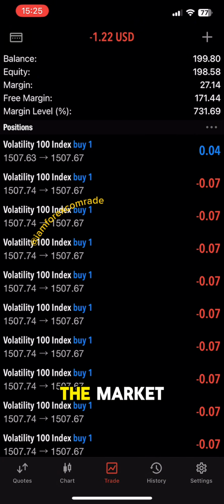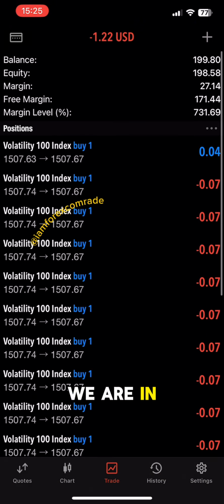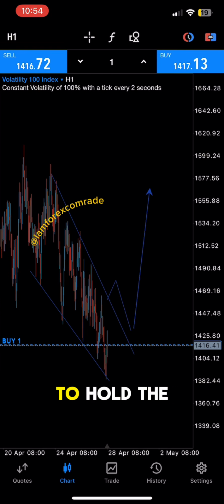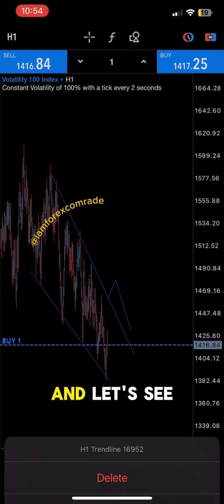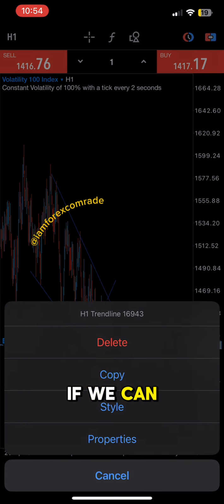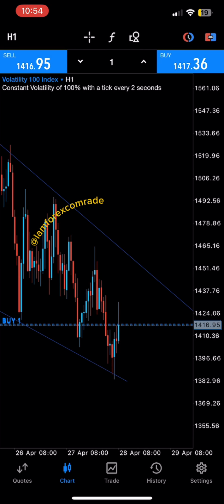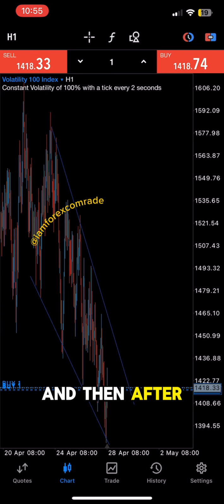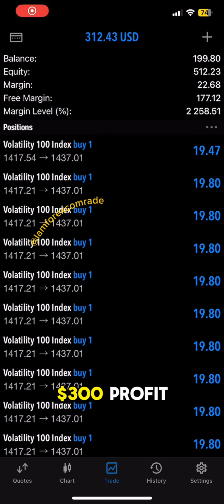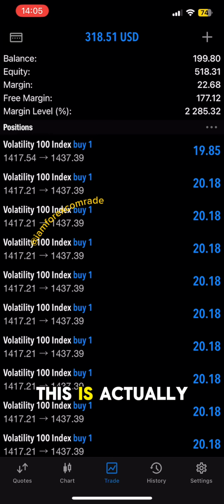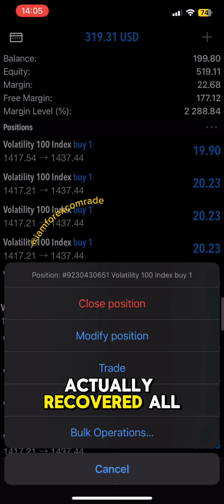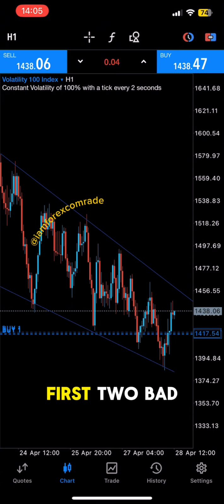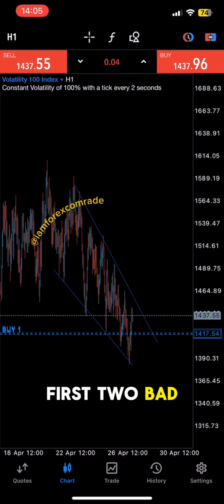Now I've executed the market. We are in a loss, but our account is big enough to hold the loss, and let's see if we can maximize. And then after some time, we are in $300 profit. This is actually a lot. I've actually recovered all the losses that I made in the first two bad trades.